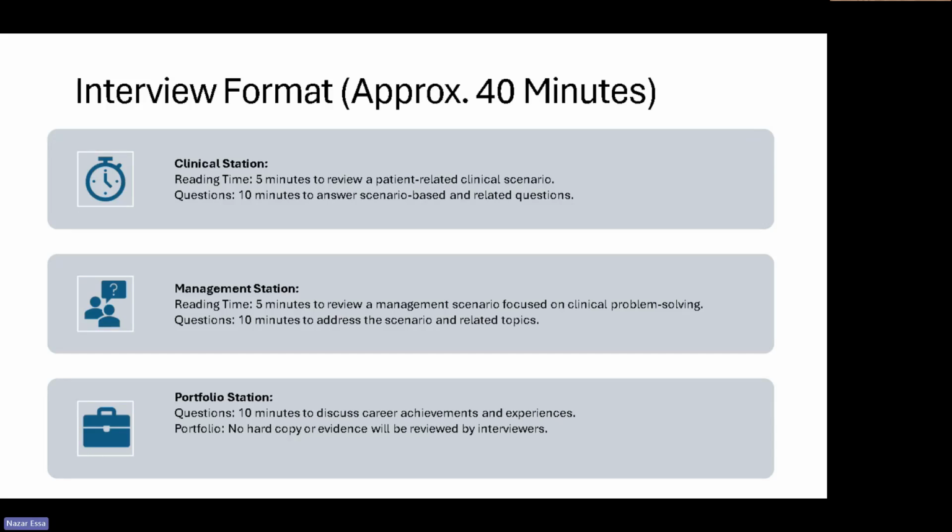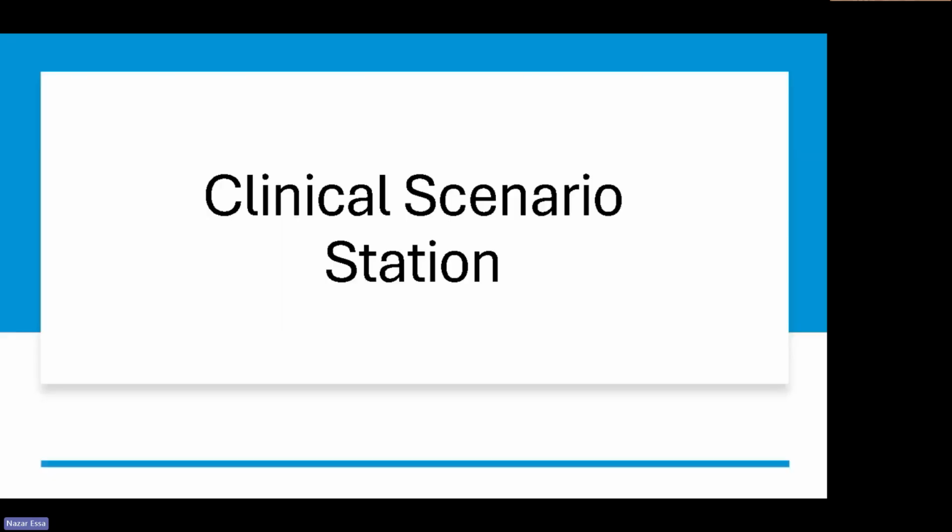Before, they used to give you the reading time for both scenarios together, and then they asked you to answer both of them in 20 minutes, 10 minutes, 10 minutes. This is, I think, more convenient for everyone: to have reading time, answer the scenario, and then another reading time and answer the management scenario, and then the portfolio station, which is 10 minutes.